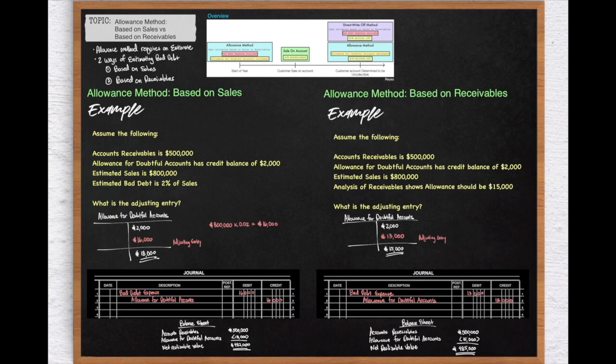Again, take the time to draw out a T account when you are doing the allowance method.